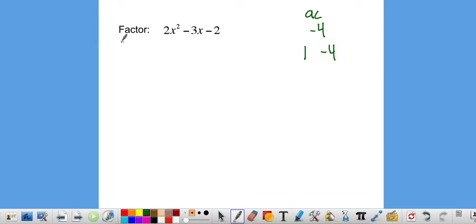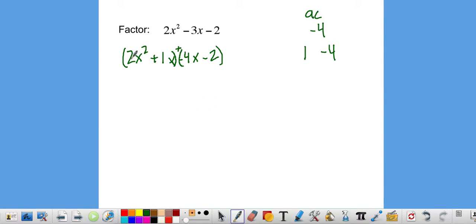So I'm going to break up the middle. I got 2x squared plus 1x minus 4x minus 2. And now I'm going to break this down with parentheses. But a key thing here, I like keeping the negative inside, and then I need to put a plus in between. I always like to add between the two.